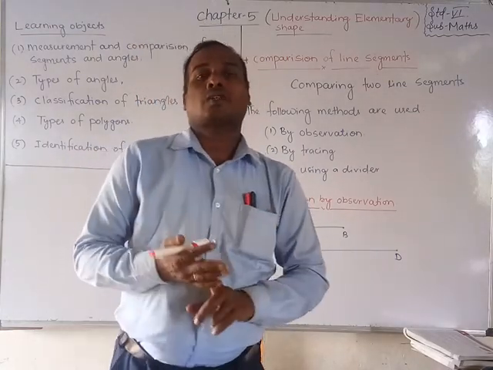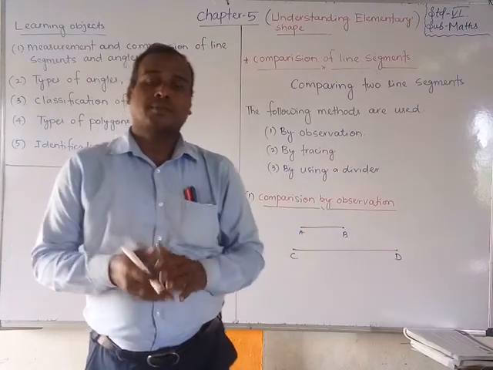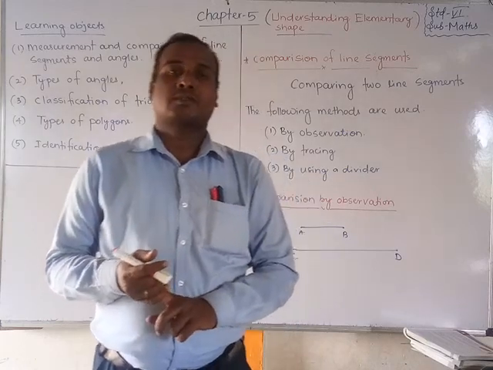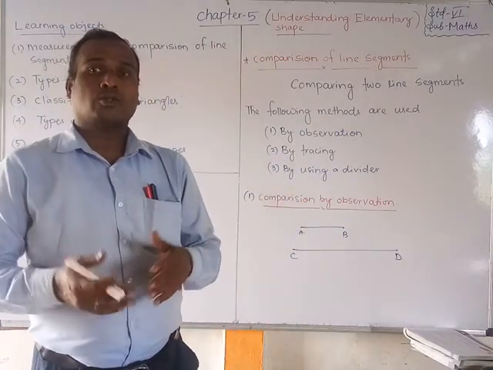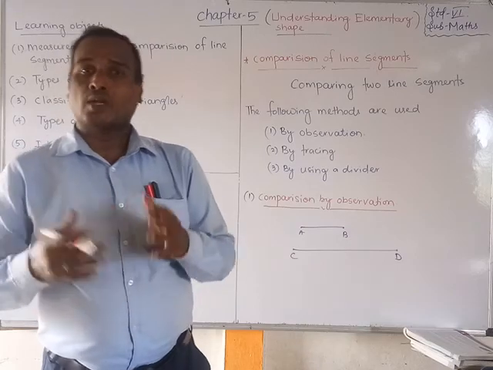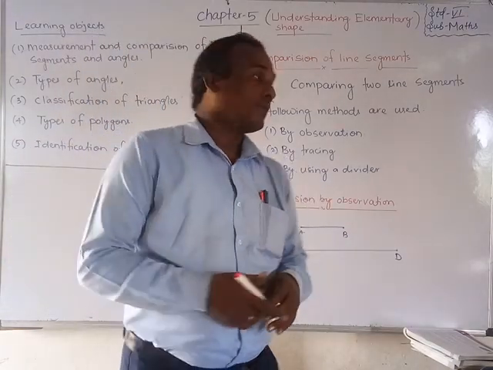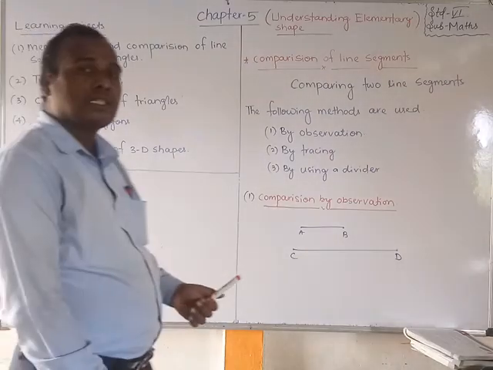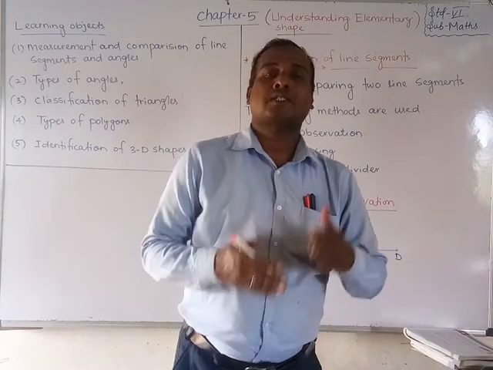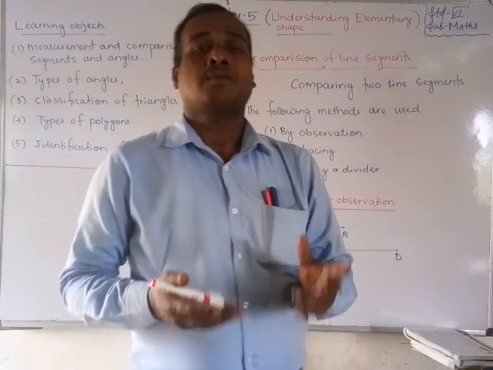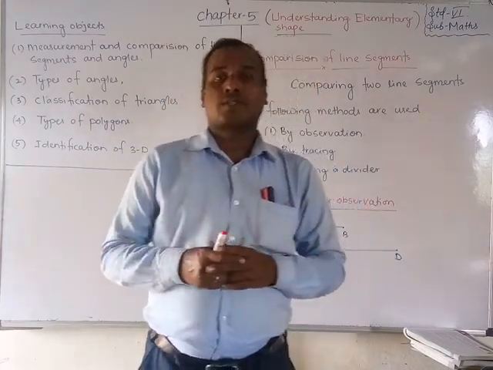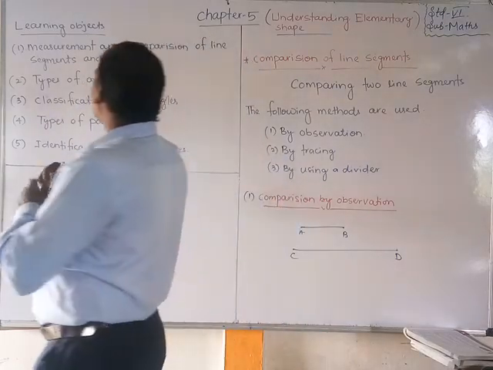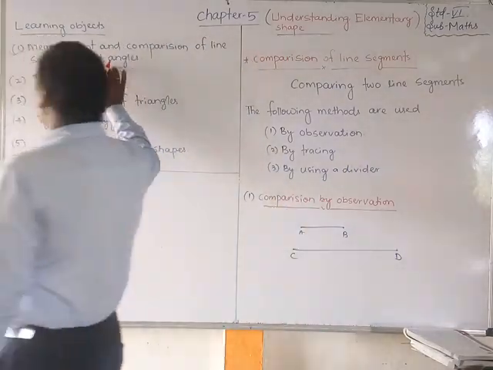Okay students, first of all we will discuss the measurement and comparison of line segments. Second, types of angles, types of triangles, and types of polygons. We will discuss classification of triangles and identification of 3D shapes. 3D shapes means three-dimensional shapes: length, breadth, height. That means solid shapes, solid figures. Now first we will discuss the measurement and comparison of line segments.